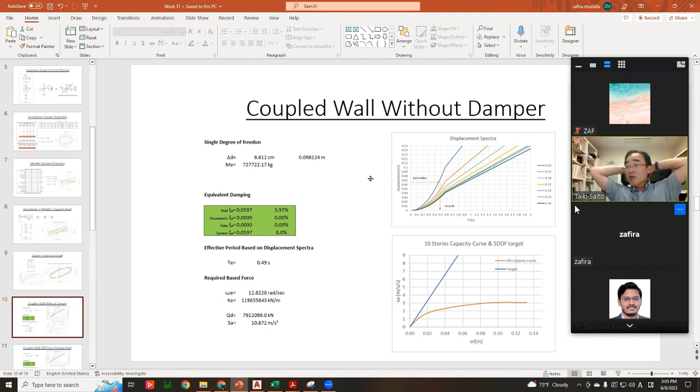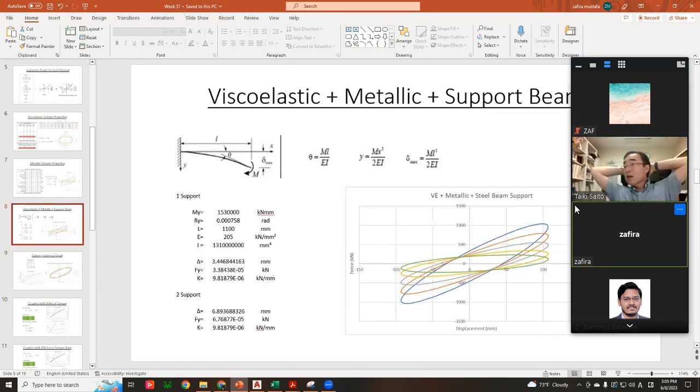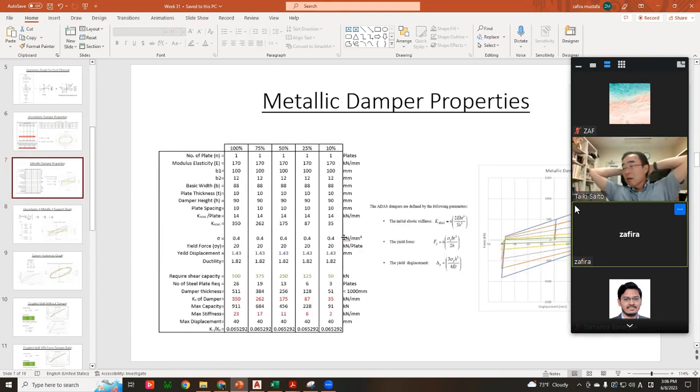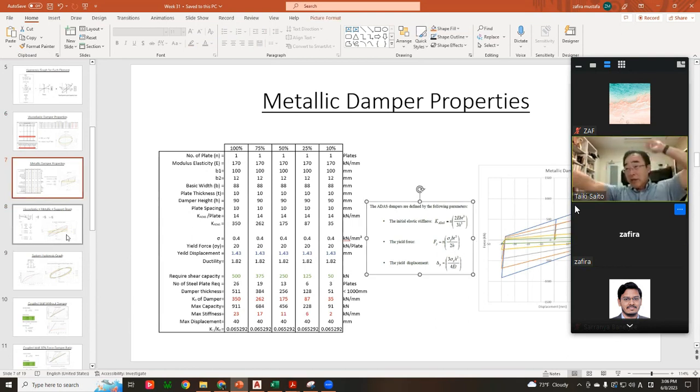Could you go to slide 8? So you combine viscoelastic, metallic, and support. Yes. Is this a result of Stera 3D? No, the support is from Stera 3D, Sensei. But how about the metallic? Metallic is by calculation from this course. If you combine all of them, it looks oval shaped.